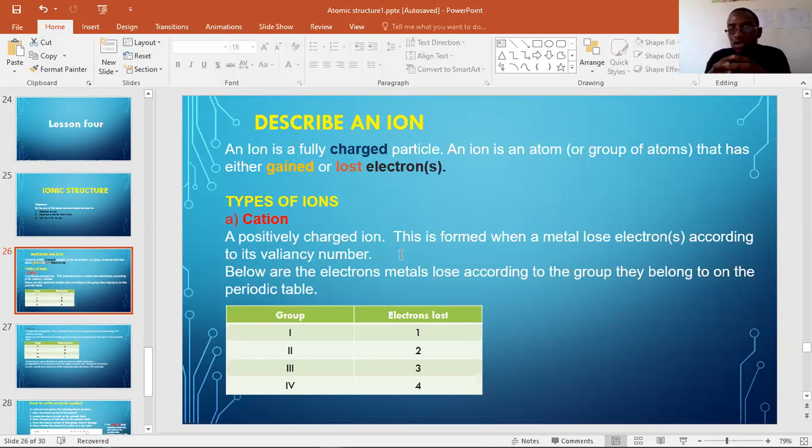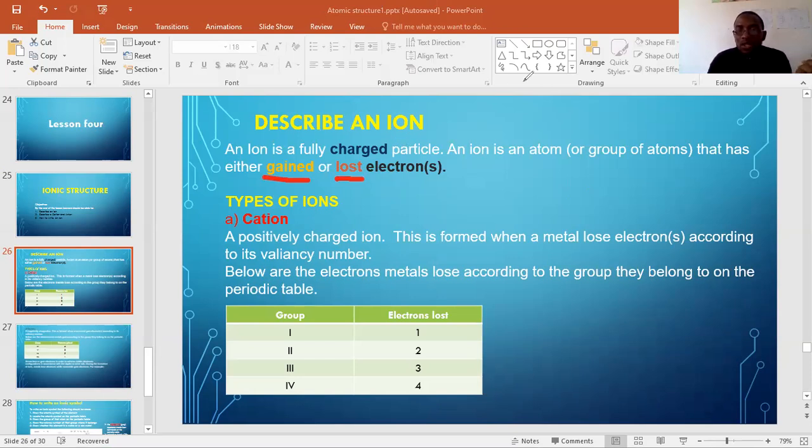Remember, according to the atomic structure, we say an atom is a neutral species. So an atom on its own is neutral. But when an atom loses or gains an electron, the name changes from an atom, it becomes an ion. So the key words here are losing and gaining. When an atom gains or loses electrons, it changes its name to an ion. An ion is just a fully charged particle.